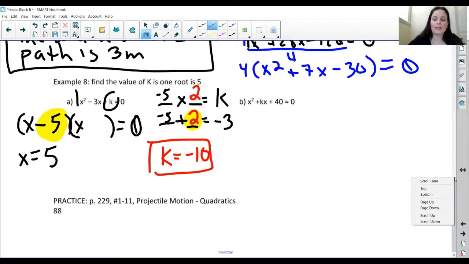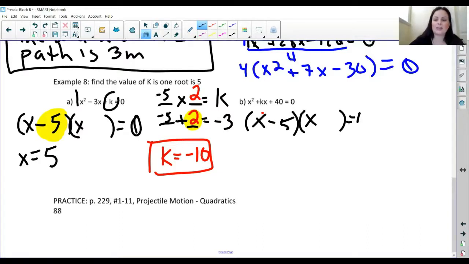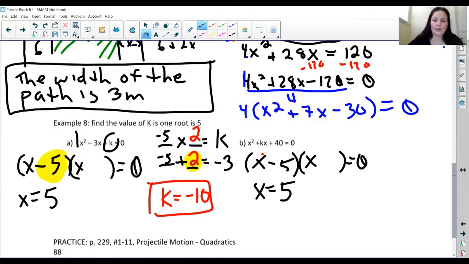For the second one, it's the same idea. It's still the root is 5. So you know that something minus 5 is going to be multiplied with something else, and it's going to equal 0. Again, because we know that the solution is x equals 5, and so we're kind of working backwards. So we now need to find two numbers that multiply to +40, and those same two numbers need to add to k.